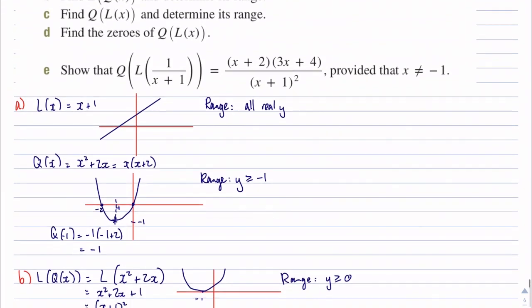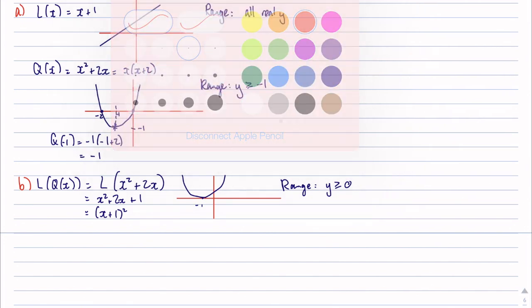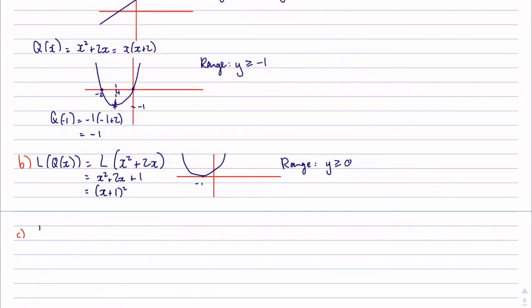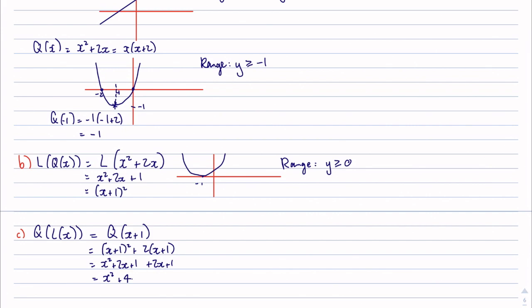For C, I'm doing q of L of x. Am I? Did I read that correctly? C, q of L of x. Well, L of x was x plus 1, so I've got q of x plus 1. q is x squared plus 2x, so I've got x plus 1 squared plus 2 times x plus 1, which gives me x squared plus 2x plus 1 plus 2x plus 1. So I've got x squared plus 4x plus 2, which is actually x plus 2 all squared.